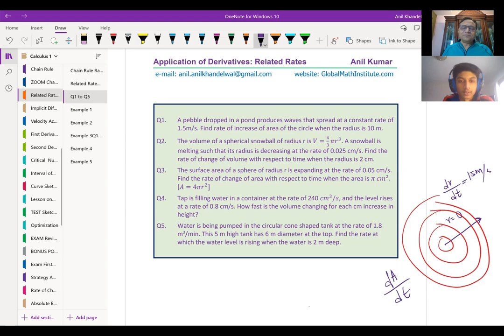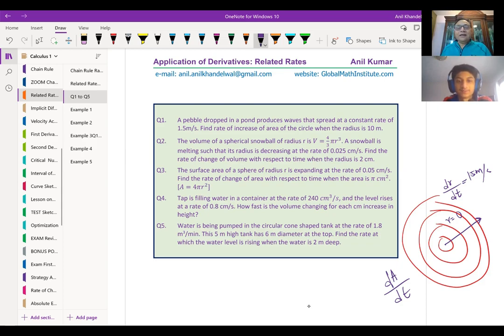A tap is filling water in a container at the rate of 240 centimeter cube per second, and the level rises at a rate of 0.8 centimeters per second. How fast is the volume changing for each centimeter increase in the height? Excellent question. We have given the rate at which the water is filling in the container, and the level is rising. Obviously, if you fill something, the level is going to rise. So you can say height is my parameter of level rising. So dH/dt is given to you, right?